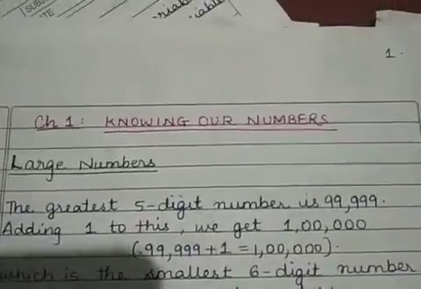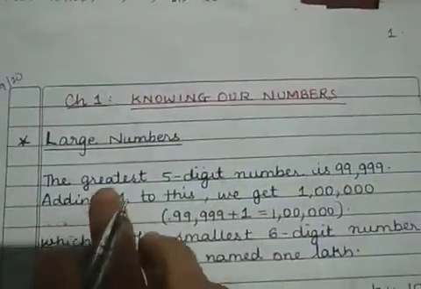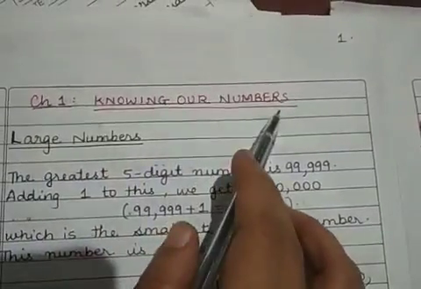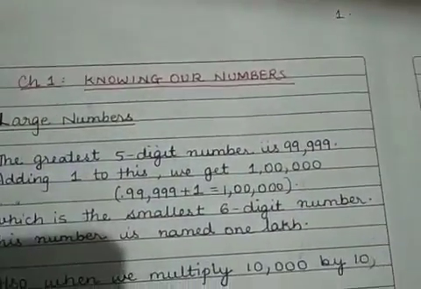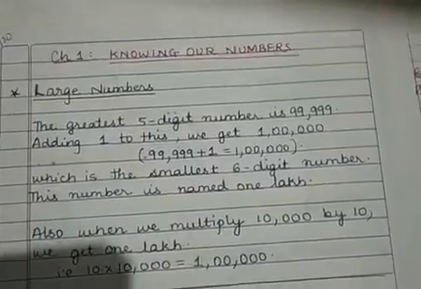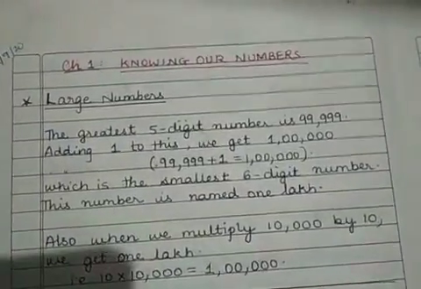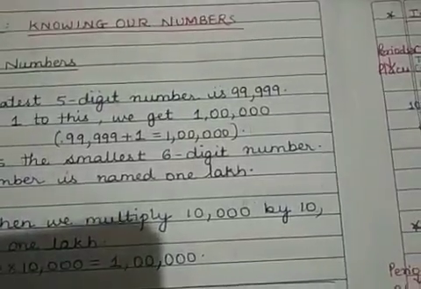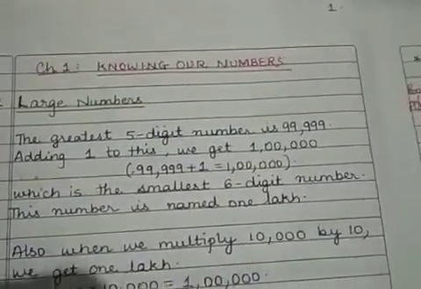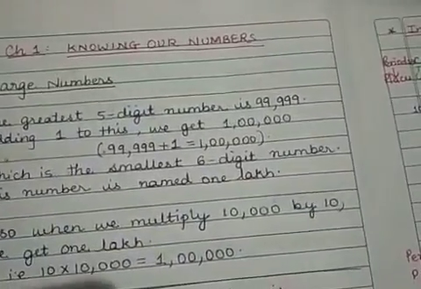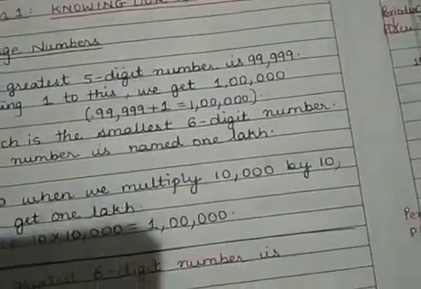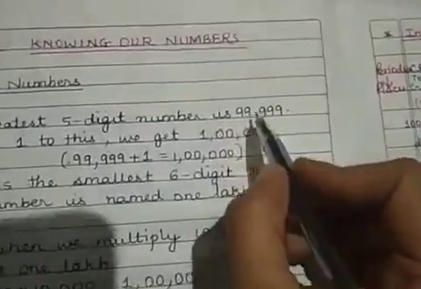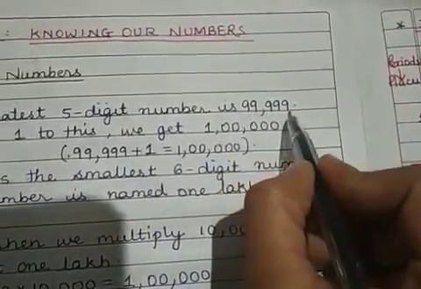In this video we will do the first chapter from the part 1 textbook, which is Knowing Our Numbers. You already have come across different types of large numbers in your lower classes. You have learned about numbers up to 5 digits, which are in the 10,000 group. So which is the highest or greatest 5 digit number that you know? This is the greatest 5 digit number you know.